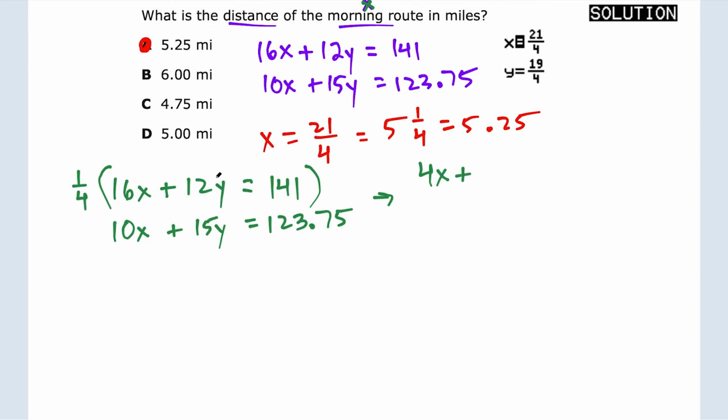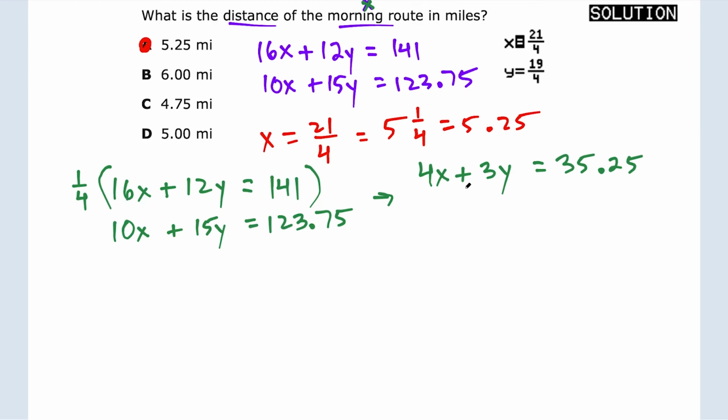And then we have plus 12 times 1/4 is 3, so we have 3y equals, and if I do 141 times 1/4, or 141 divided by 4, we're going to have 35.25. But you could definitely just check that with the calculator, do 141 divided by 4.